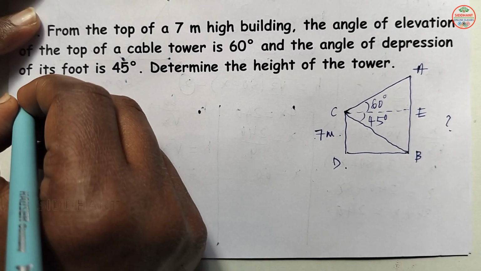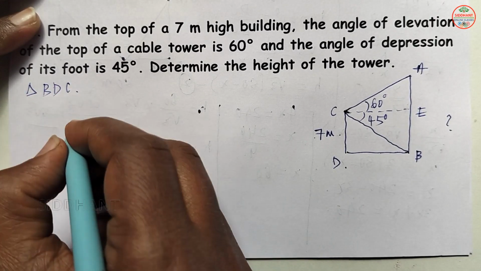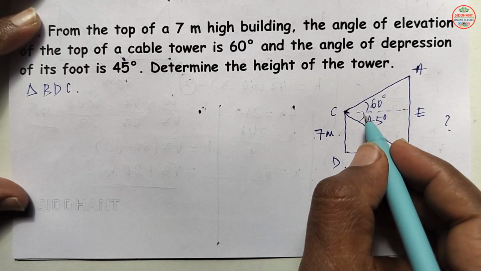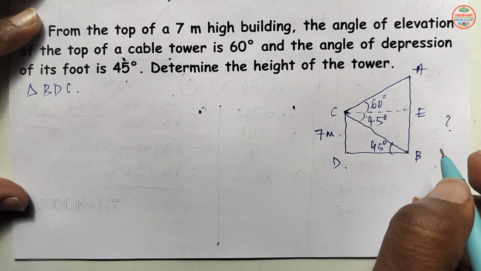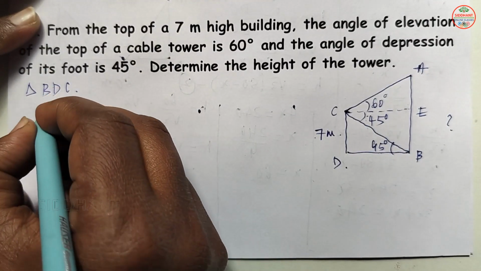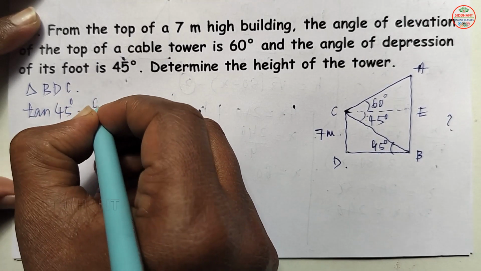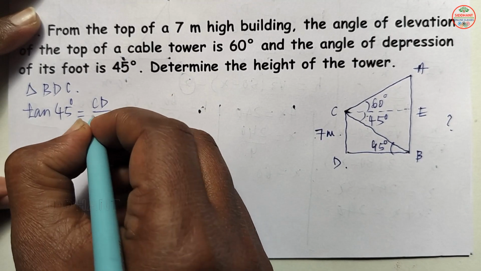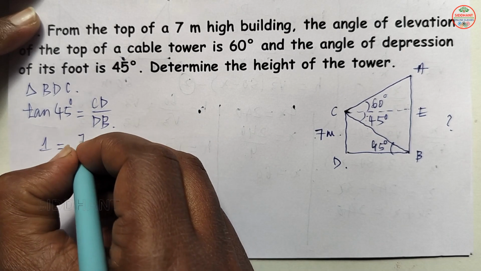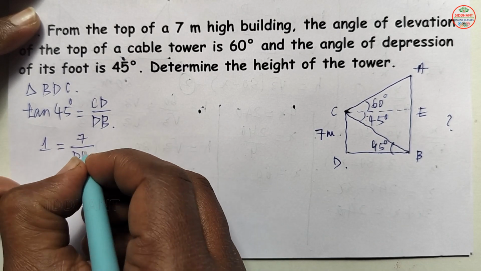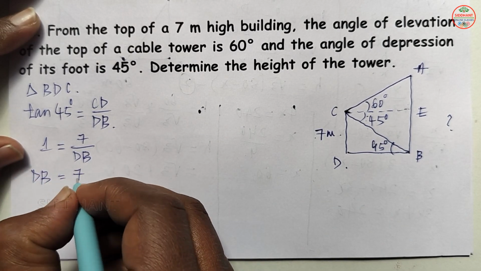So first in triangle BDC, when you take this angle as 45 degrees, this angle is also 45 degrees here. So tan 45 degrees is equal to CD by DB. Tan 45 we know is 1, CD is given as 7, and DB we are going to find out. So DB is equal to 1 into 7, which is 7 here.